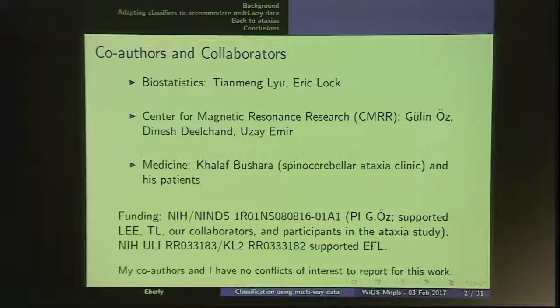Here are some acknowledgments. This is joint work by a PhD student in biostatistics, Tianmeng Liu, and a colleague of mine on the faculty, Eric Locke. And we have several collaborators who provided the data that we worked with at the Center for Magnetic Resonance Research, Gulen Ersh, Dinesh Dilshan, and Uzay Amir. And the data come from a particular group of patients who have a disease called Spinocerebellar ataxia, and they are recruited through Khalaf Bouchar's clinic here on campus.